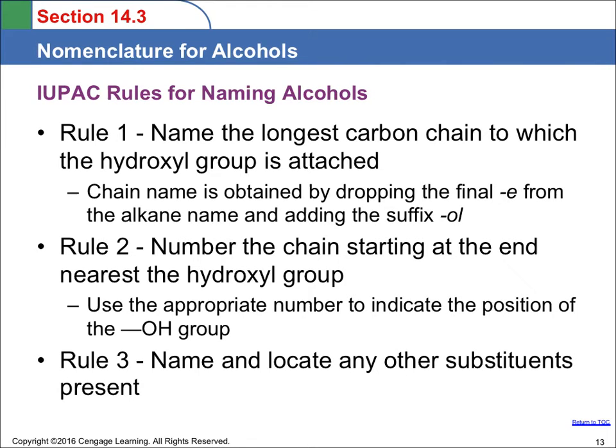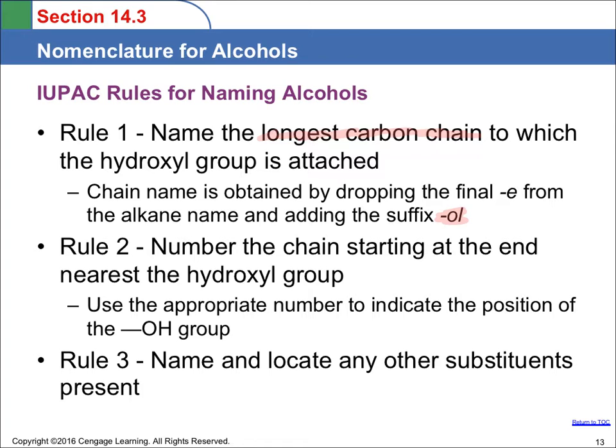Whenever we have larger structures, we're going to need to follow our IUPAC naming rules, which connect back to what we were doing with our hydrocarbons. So again, we're going to name the longest carbon chain. The chain name is going to be ending in OL. So with alkanes, it ended in ANE, alkenes, ENE, alkynes, YNE. Here it's going to end in OL. So for example, instead of pentane, it would be pentanol.